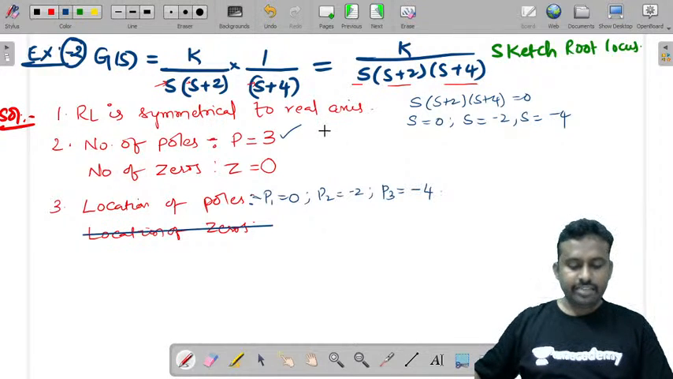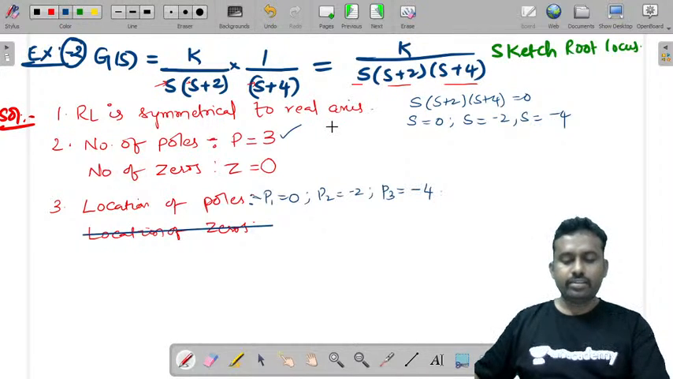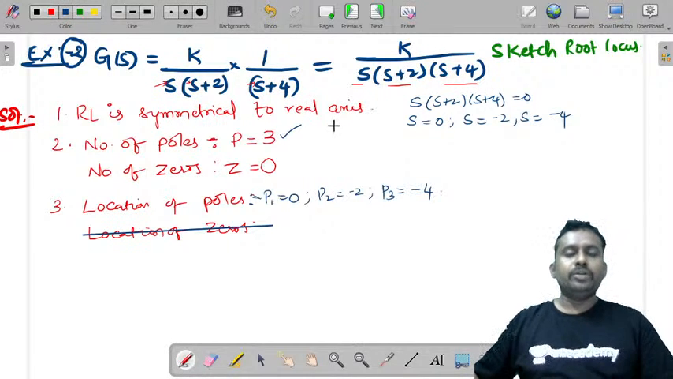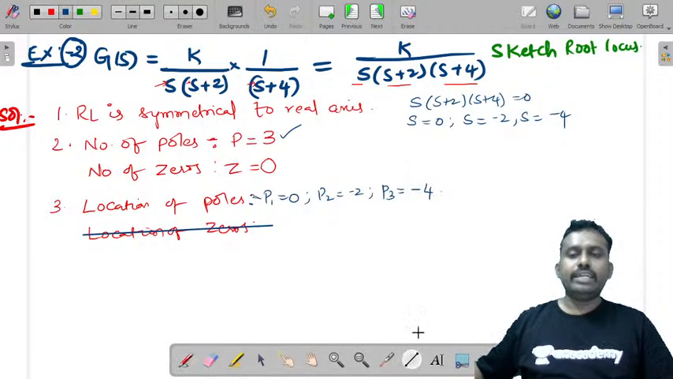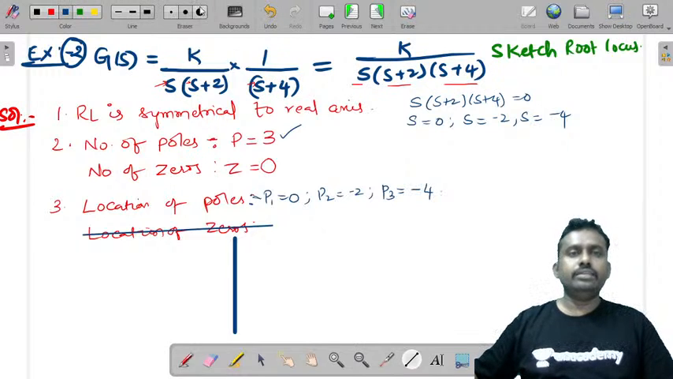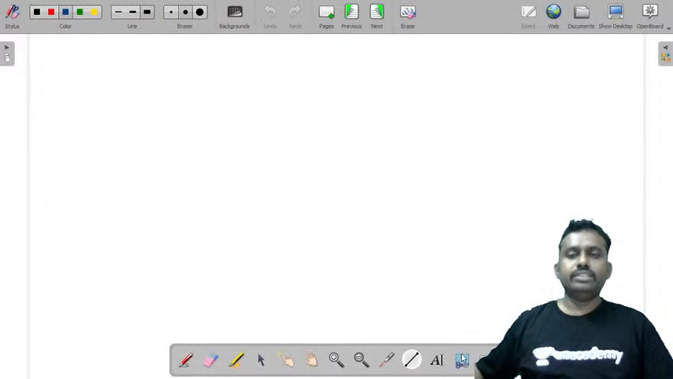So these are the 3 different values where poles are located. We need to draw a pole-zero plot. Let us consider one pole-zero plot here. I'll draw it in the next slide so that it will be easy for us. I'll draw it a bit big.